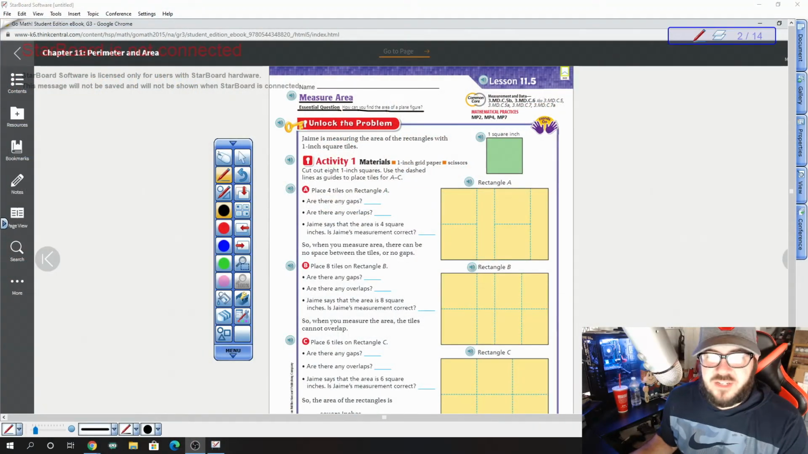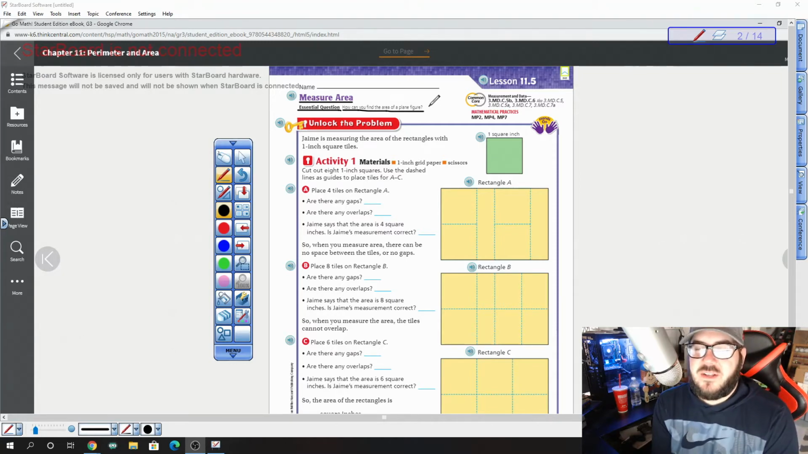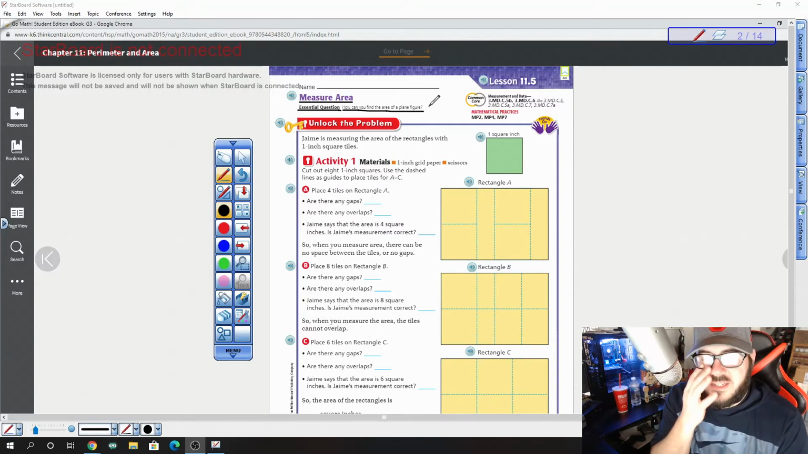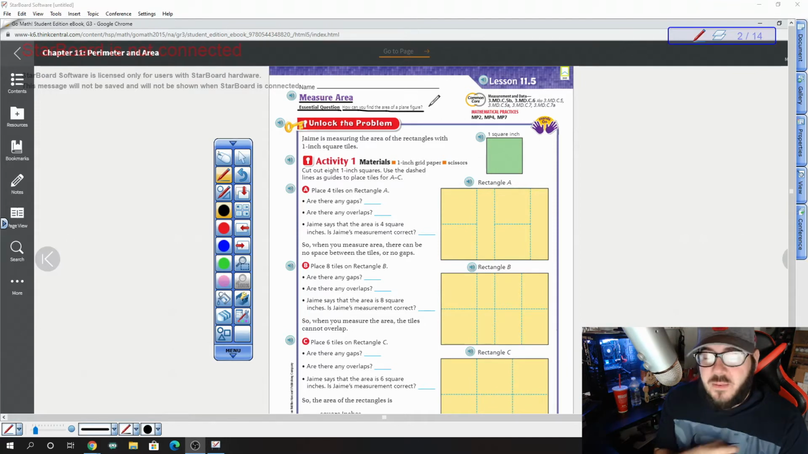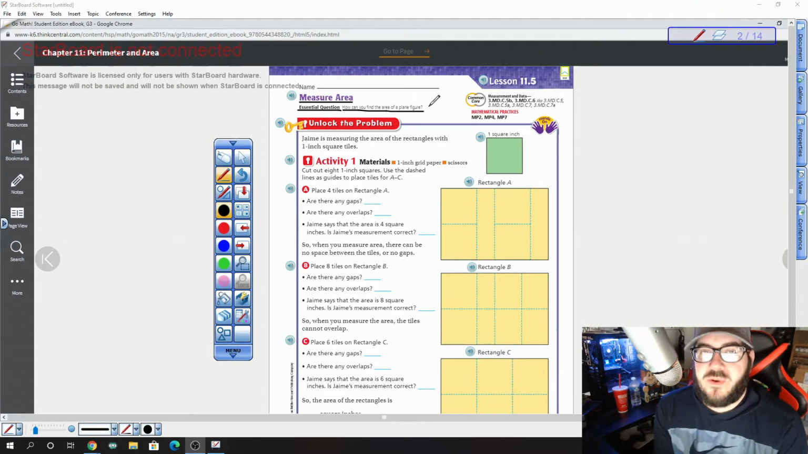Today's math lesson is on lesson 11.5 in our math book, which is on page 649. So we're going to go ahead and get started on page 649. The title of today's math lesson is Measure Area, and our essential question says, how can you find the area of a plane figure? So in our last two lessons, we have discussed area and how to find area, but this lesson is going to go into a little bit more detail about how to find the area of a plane figure.